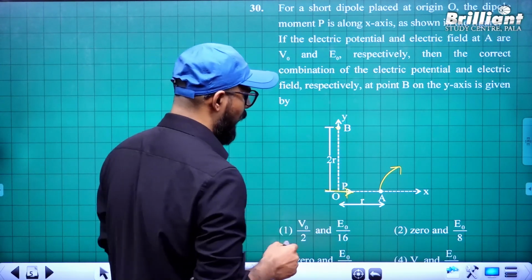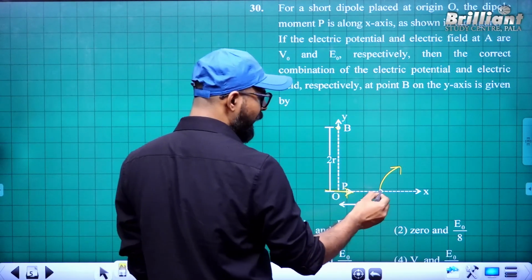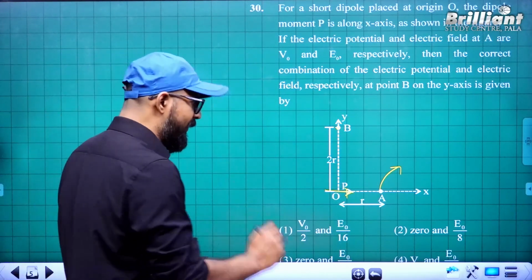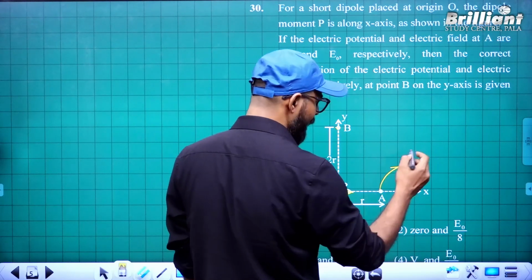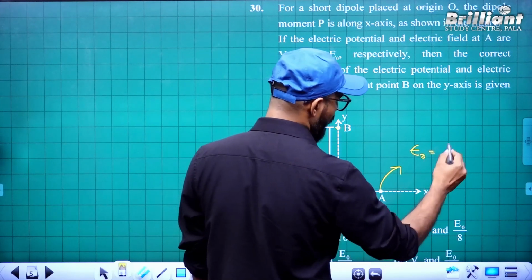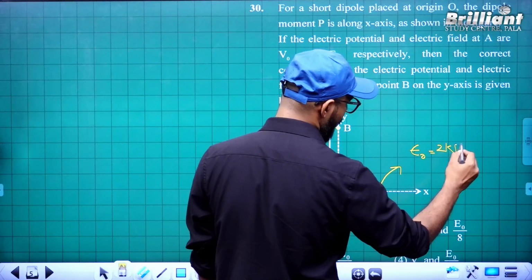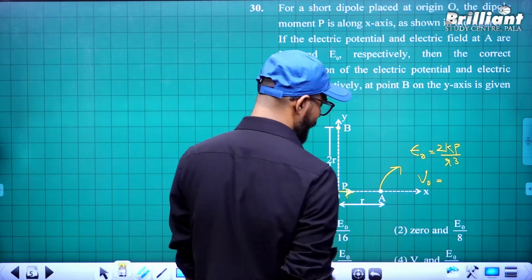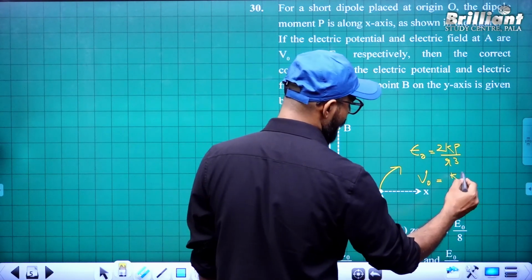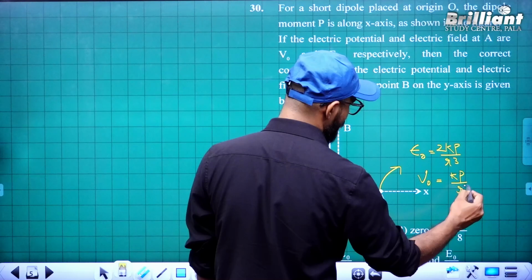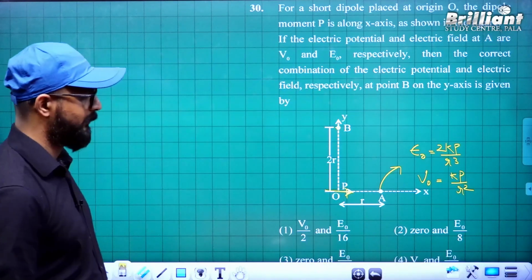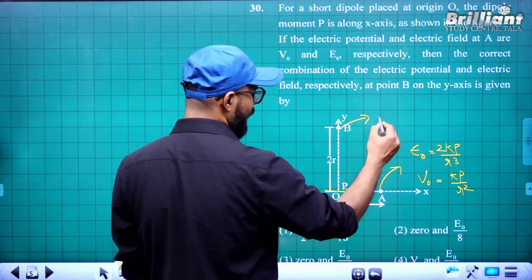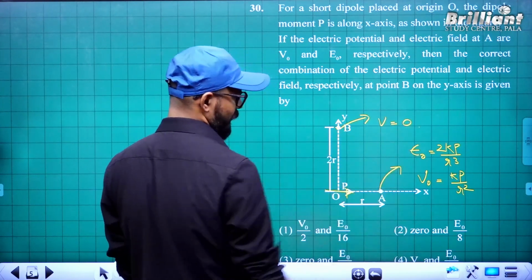Clear? So I am going to do one thing. At point A, they have given the electric field is E0 and potential is V0. I will write the expression directly over here. Electric field E0 is equal to 2kP divided by R cube, and potential V0 at that point is equal to kP by R square. This is the expression. Clear? And now at point B, which is on the equatorial axis, what is the potential? Potential is 0. No doubt about it.